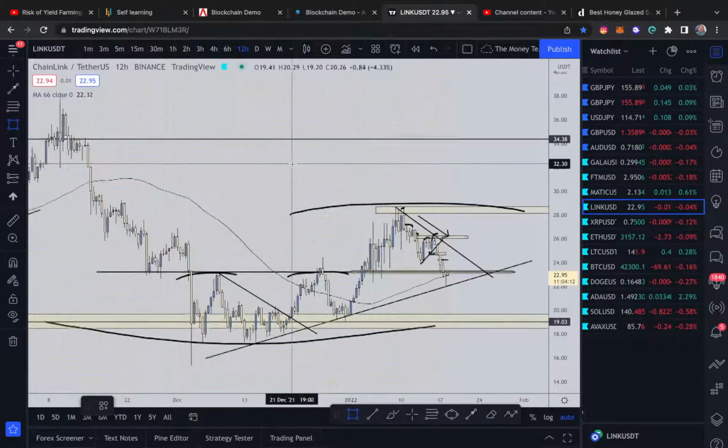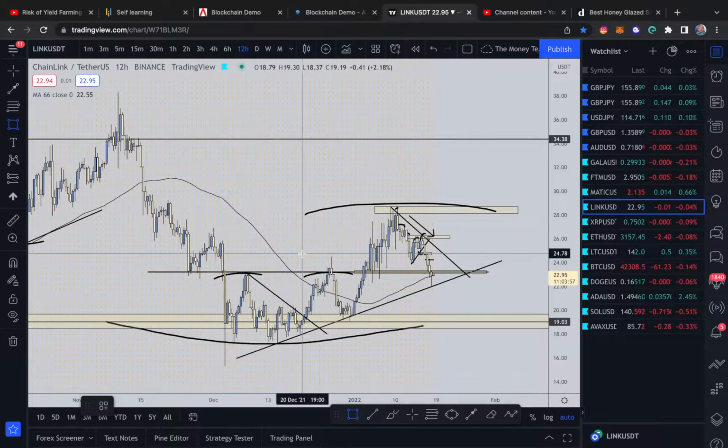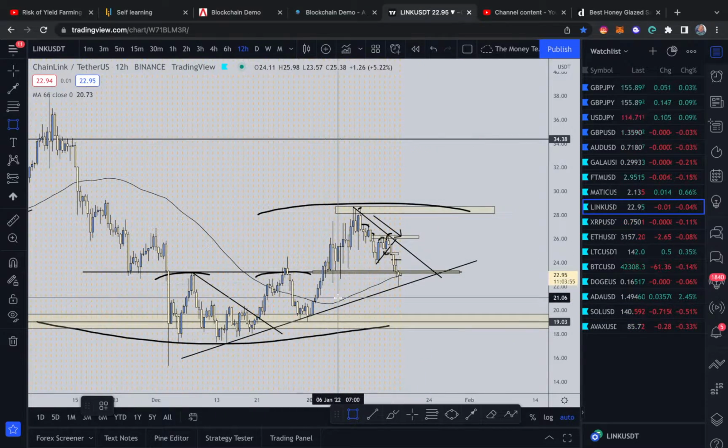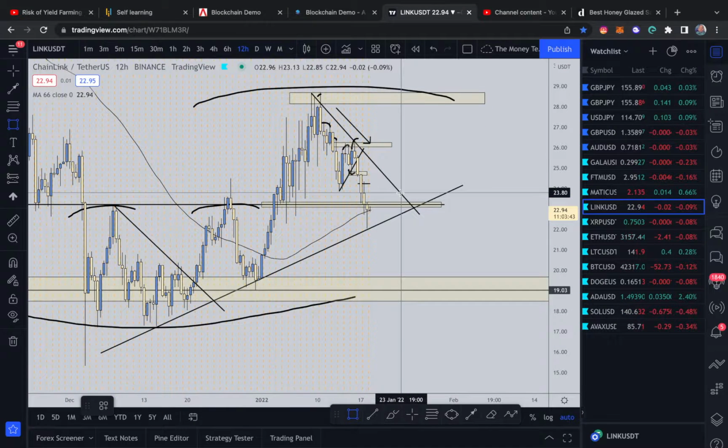So what's my analysis on Chainlink? Chainlink is a great coin. The tech is great. It's a great asset, right? So obviously, it's an appreciating asset. So it's always better, in my opinion, when you're trading an appreciating asset, to be more on the bullish trade side of things.